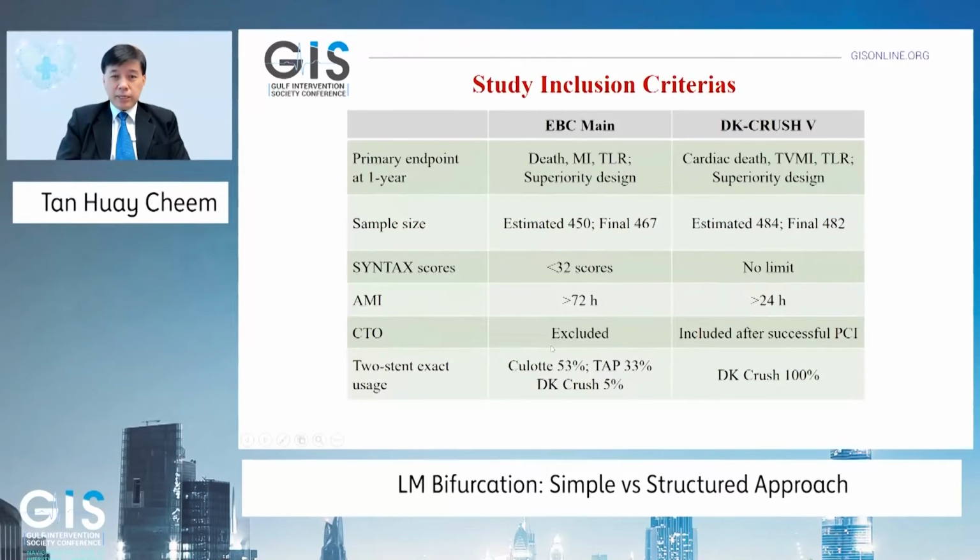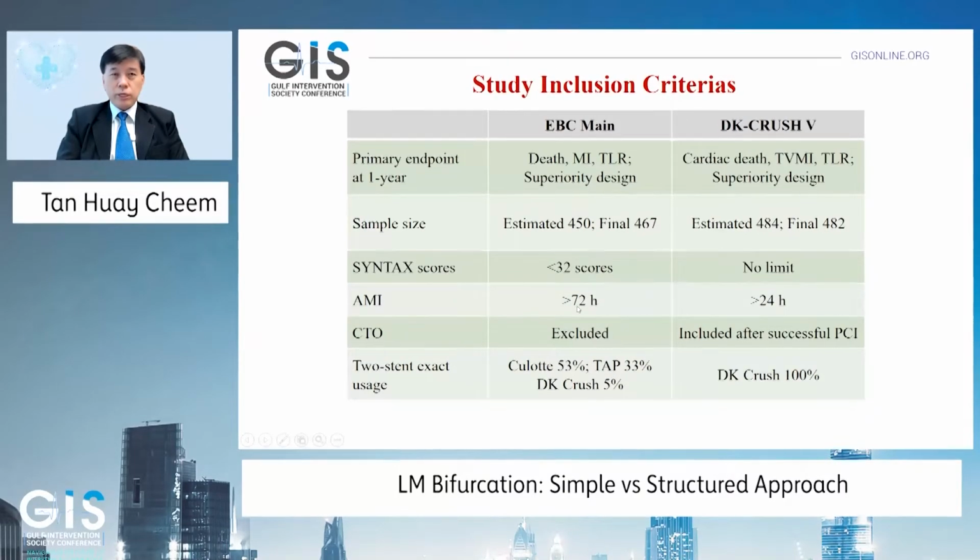Both have an estimated sample size of about 450. However, in the EBC MAIN, they were looking for a much less complicated group of patients. So SYNTAX score has to be less than 32. DK crush has no limits with regard to complexity. CTO is excluded for EBC MAIN.